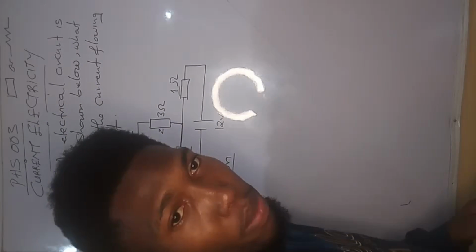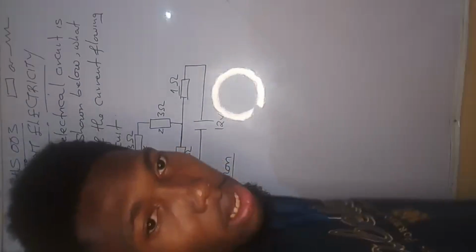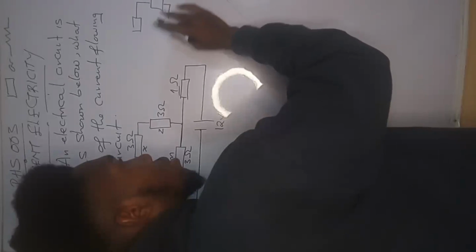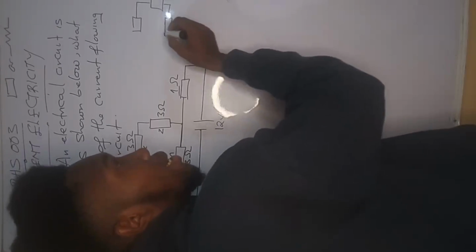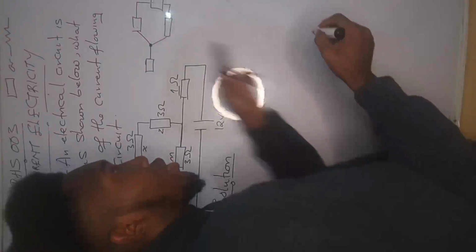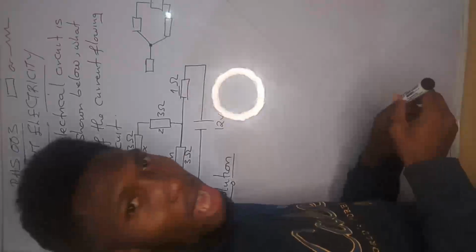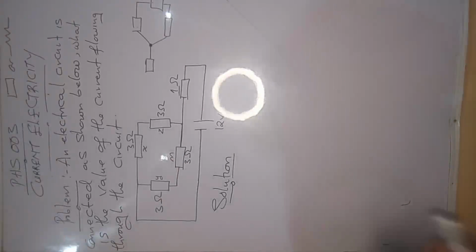Someone asked the question, can three be in series at once? It can be. You can have three things in series at once. Let me illustrate that. These three, they are in series at once. So you can have three in series at once.